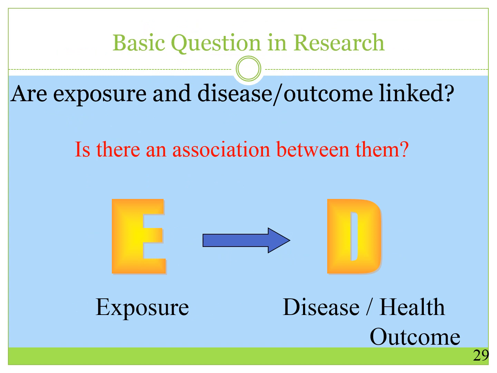So a basic question in this research is: are exposure and disease or outcome linked to one another? E is exposure, D is disease. Is E linked to D? Is there an association between E and D? So we want to look at the effect of E towards D. We want to link them. This is the basic question.